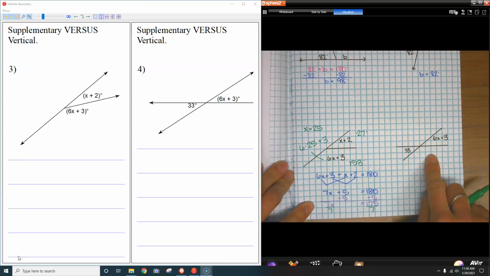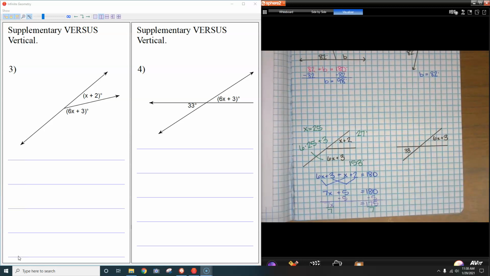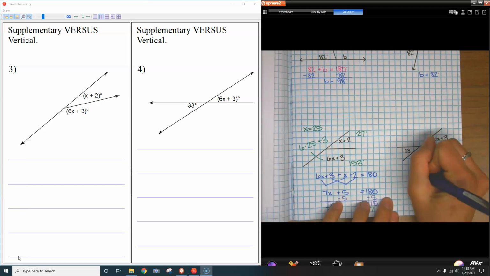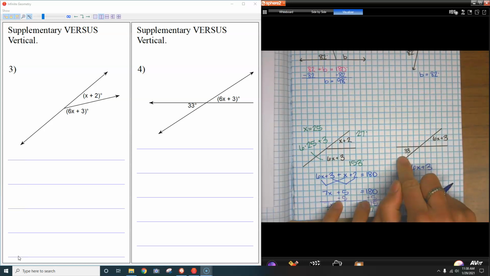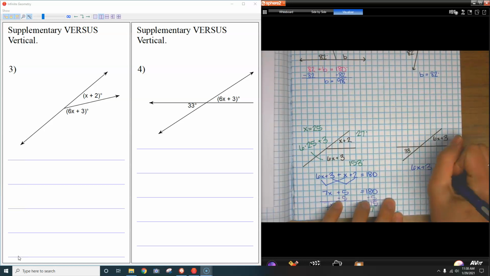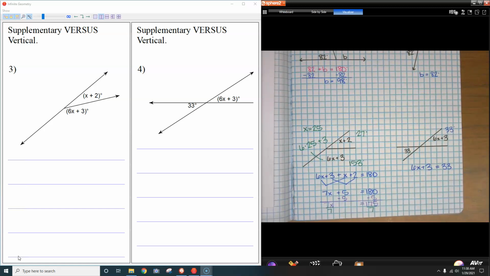Two lines intersected to make 4 angles. The angles opposite of each other will be equal. The angle 6x plus 3 is opposite 33, so it equals 33. So this angle right here, I already know how many degrees it is. It's 33 degrees. Now I need to solve for x.